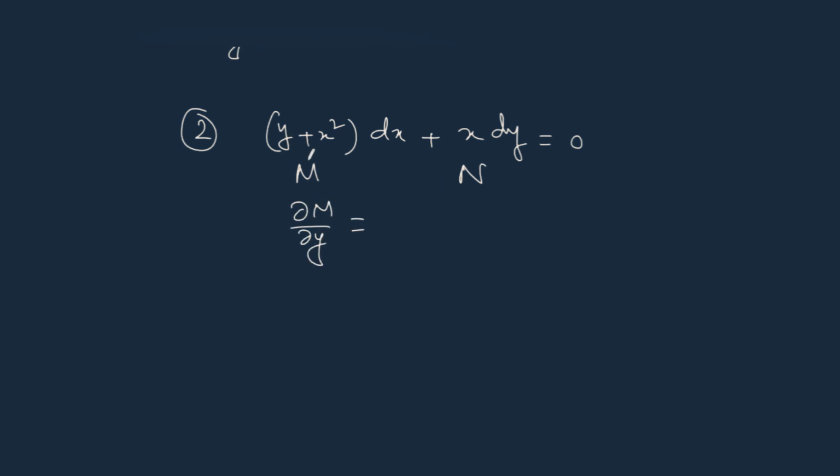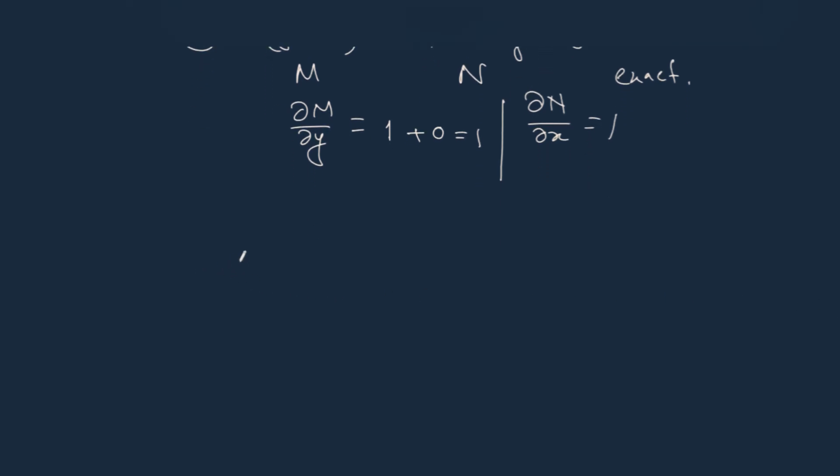Number 2, (y plus x squared) dx plus x dy equals 0. This is also an exact equation because this is our M, this is N, and del M del y, the partial derivative of y with respect to y is 1 and 0, that is 1, and del N del x is nothing but 1. These two are equal, so therefore this is exact.